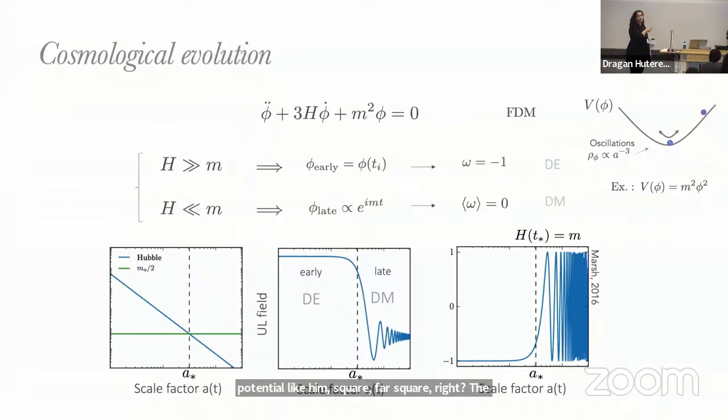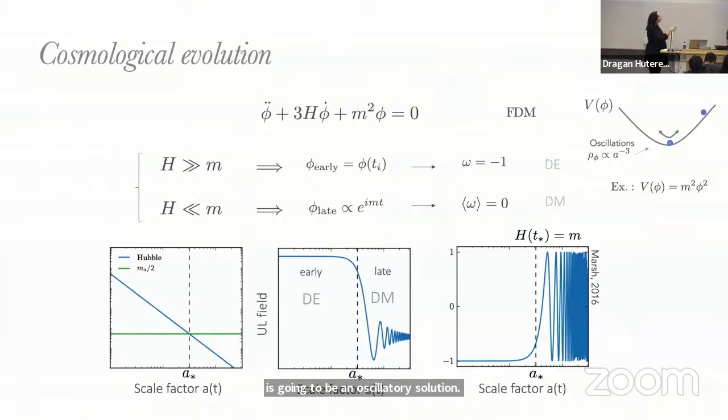So if I have a scalar dark matter that behaves like that, when this term is dominating, which happens when H is much bigger than m, the solution of this equation is a constant. So here's the solution when H is much bigger than m. After m becomes bigger than H, as the universe is expanding, the Hubble parameter is going down, becoming smaller and smaller, then these terms dominate. And then the solution of this equation is going to be an oscillatory solution.